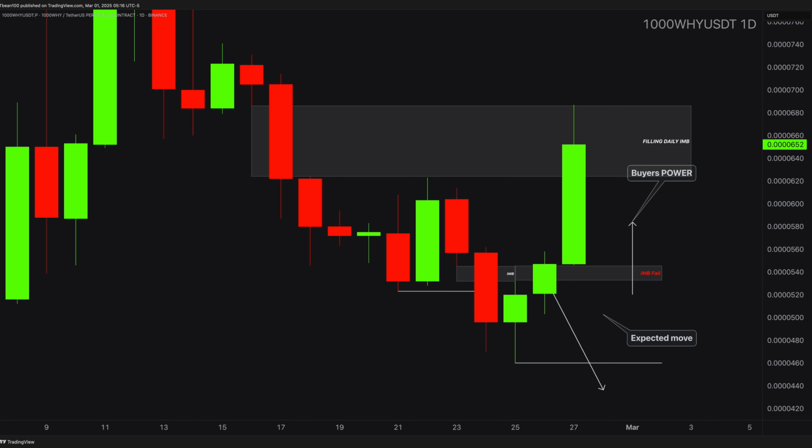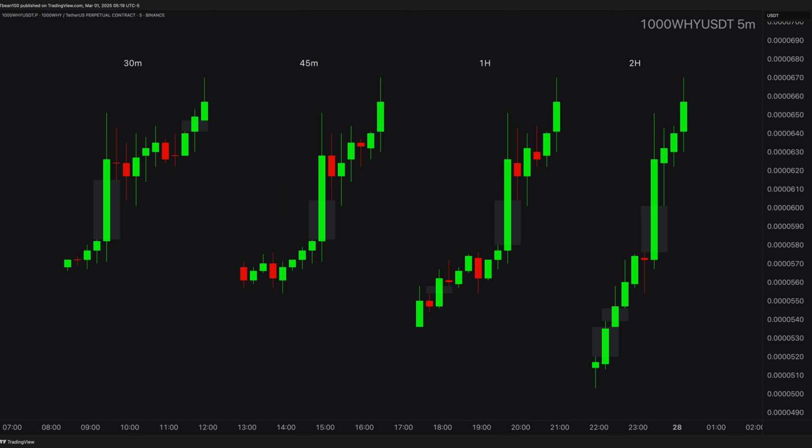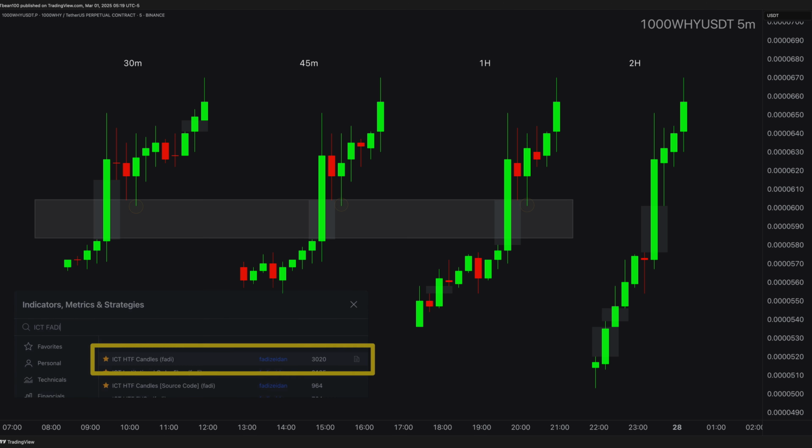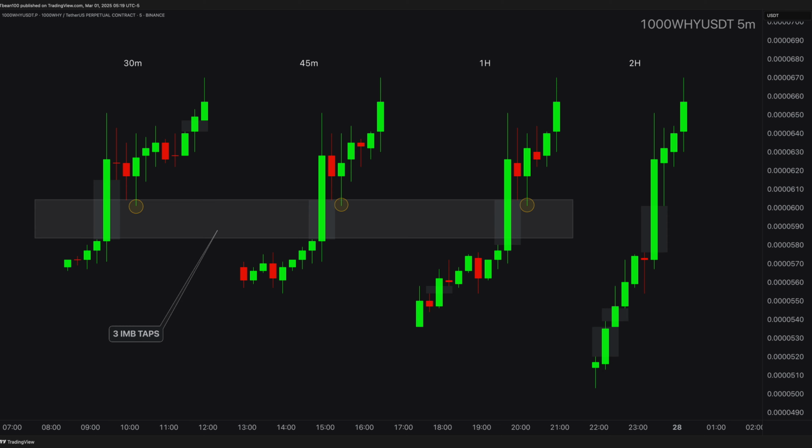So how did we find this coin? Because it was the top gainer. Simple as that. So when we look at our momentum layout, price was rallying like a monster. And at some point it just slowed down. Thanks to our indicator called ICD high time frames, we were able to spot the tradable location here. Right here with multi-level imbalance taps.